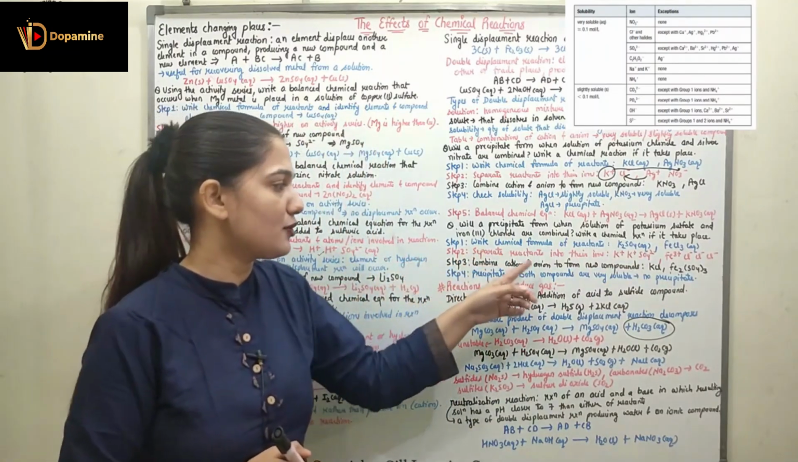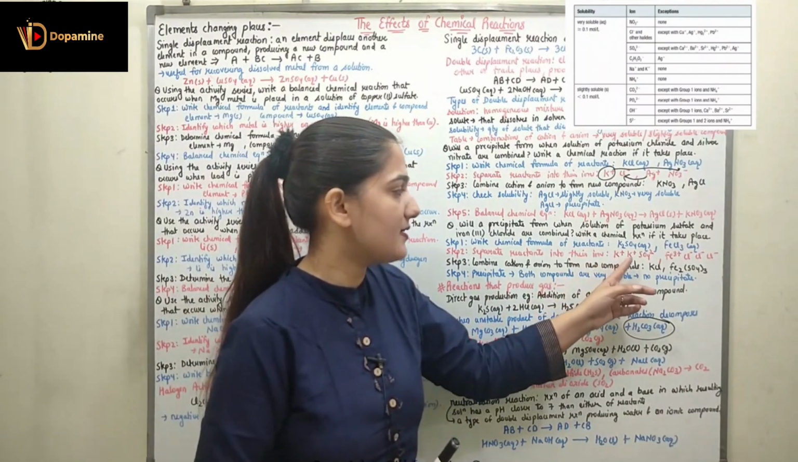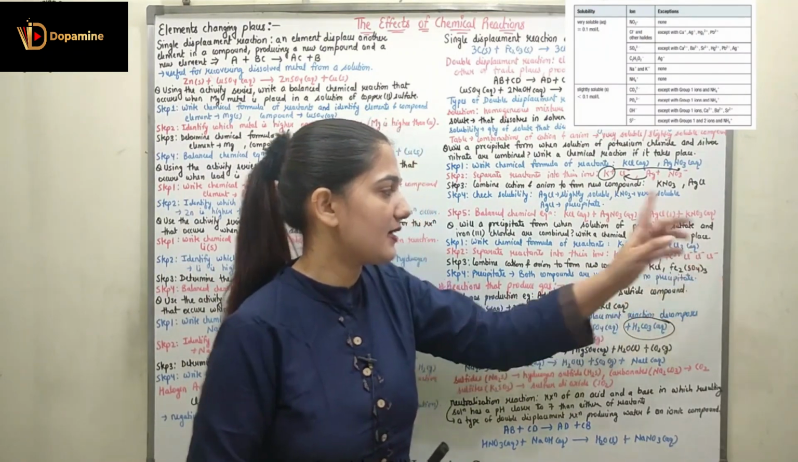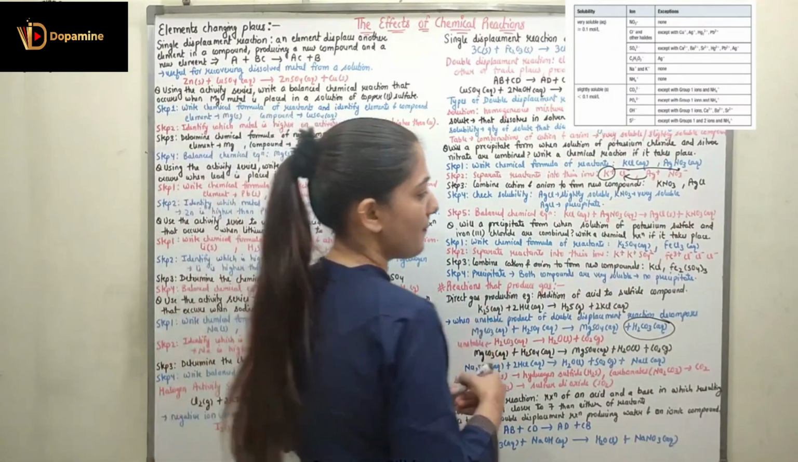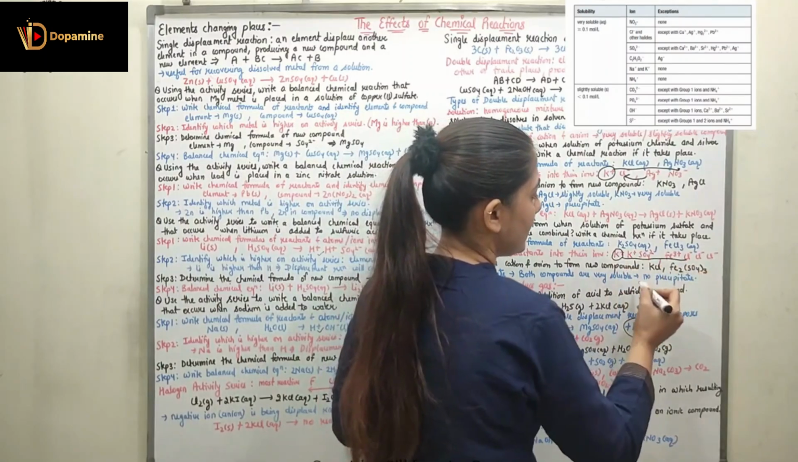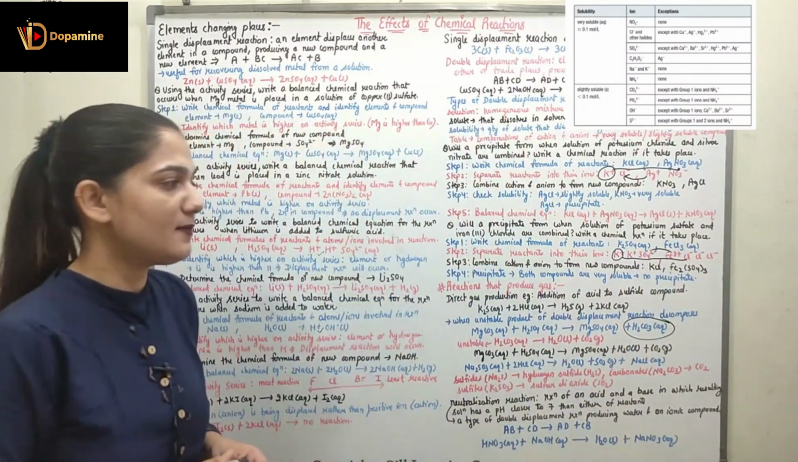In step 2, we are going to separate the reactants into their ions. What are the various ions? K positive, SO4 2 negative. Fe3 positive, Cl negative, Cl negative, Cl negative. Now we are going to combine the cation and anion to form a new compound. So K positive is going to form a compound with Cl negative, and SO4 2 negative is going to form the compound with Fe3 positive.